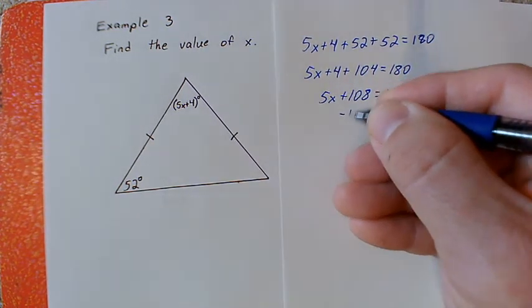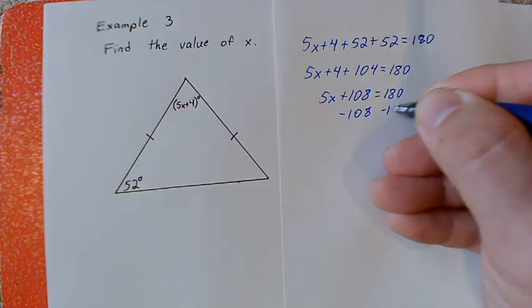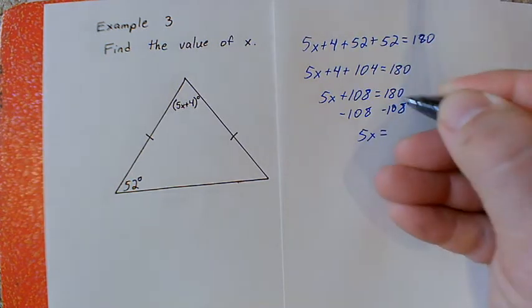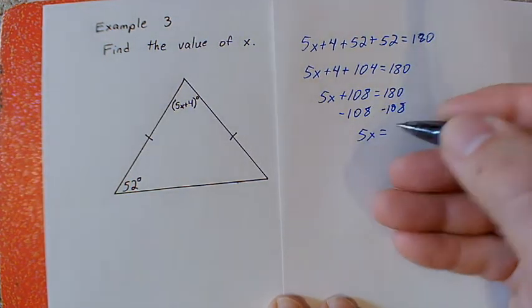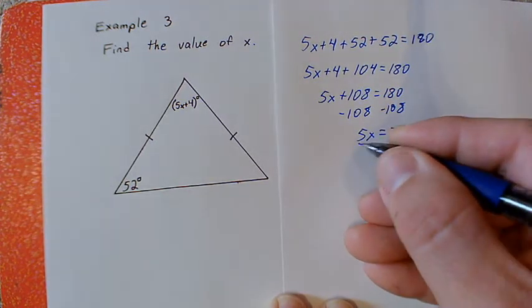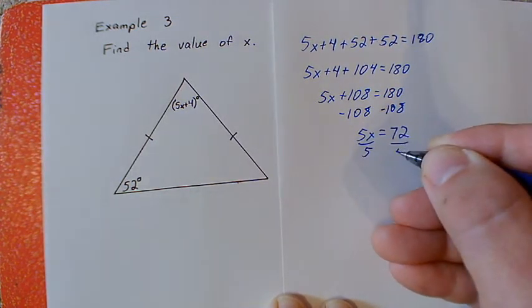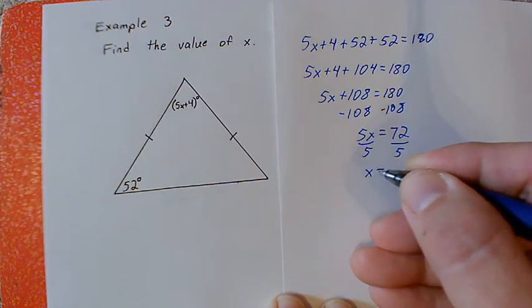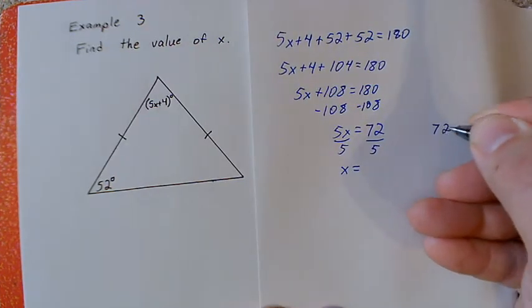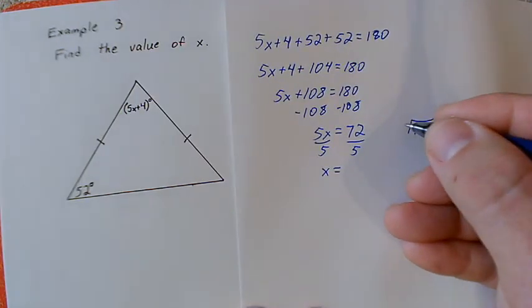And I'm going to subtract the 108 from both sides. So 5x will equal 180 minus 108 equals 72. And divide by 5. And so x equals, well, 72 divided by 5. I'll just crank out some long division really quick to the side here.